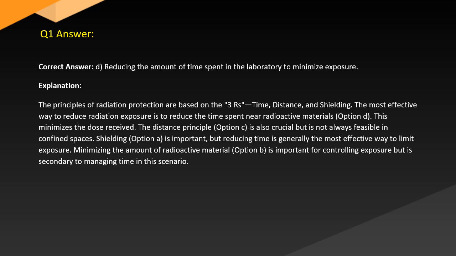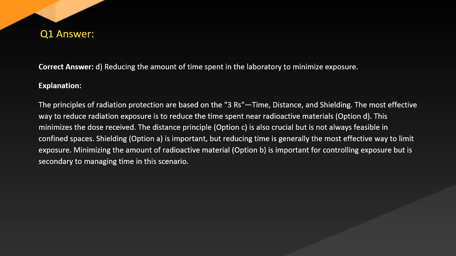Answer. Correct answer, D. Reducing the amount of time spent in the laboratory to minimize exposure. Explanation. The principles of radiation protection are based on the 3 Rs: time, distance, and shielding. The most effective way to reduce radiation exposure is to reduce the time spent near radioactive materials, option D. This minimizes the dose received.